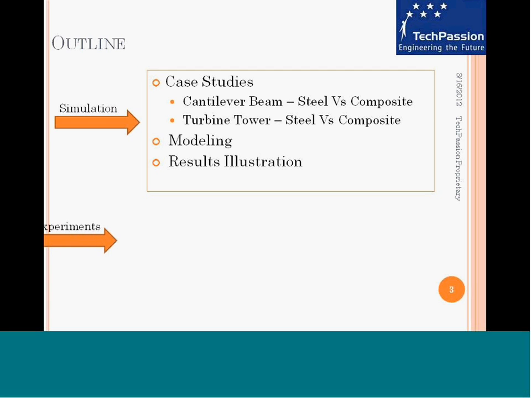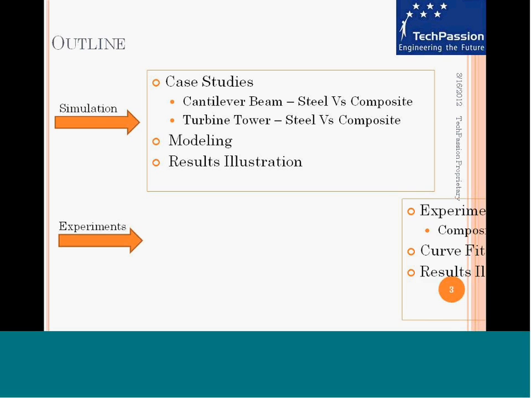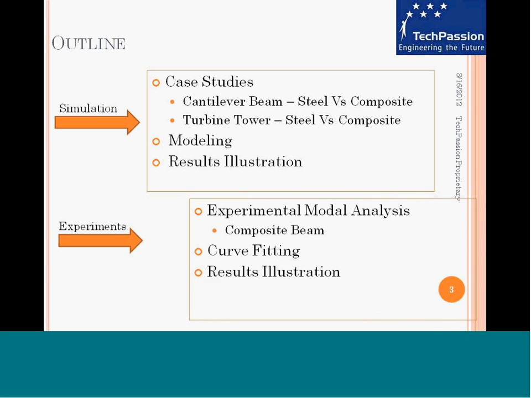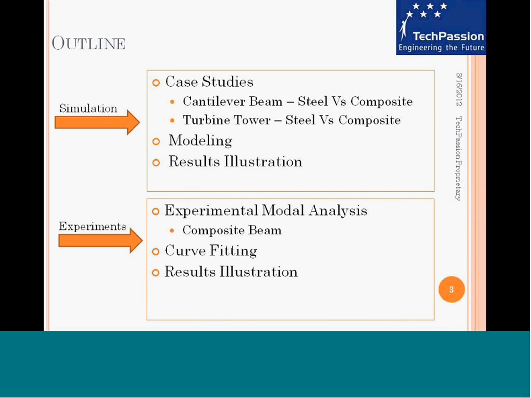The second part of the presentation consists of experiments done on a composite beam. So we perform experimental modal analysis on a composite beam. We do parameterization of the results to get some key parameters such as natural frequencies, damping and mode shapes, and we look at the illustration of the results.